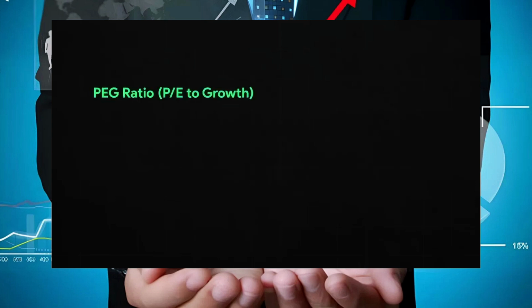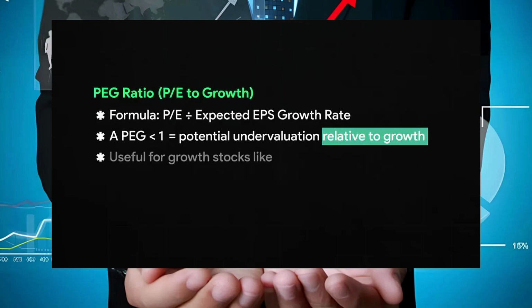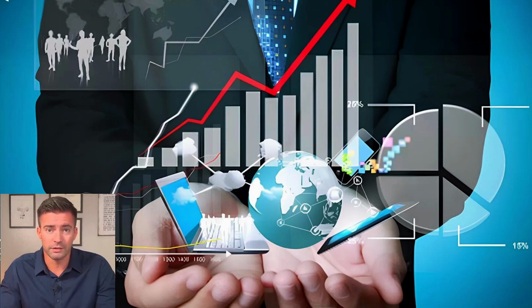PEG ratio is PE to growth. The formula is the price to earnings, or PE, divided by the expected EPS growth rate. A PEG under 1 equals potential undervaluation relative to growth. It's useful for growth stocks like Nvidia or Palantir. You might see a higher PE on something like Nvidia, but then when you actually look at the PEG, it's actually pretty good. It's in the 1 range. Unfortunately, when you look at Palantir, that PEG is still crazy high, so be careful with stocks like that.